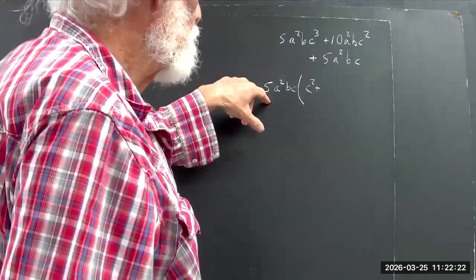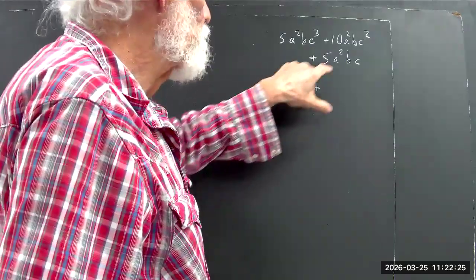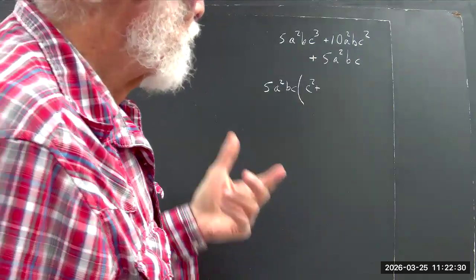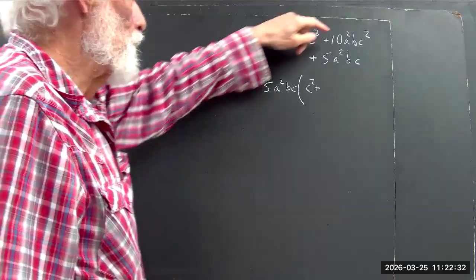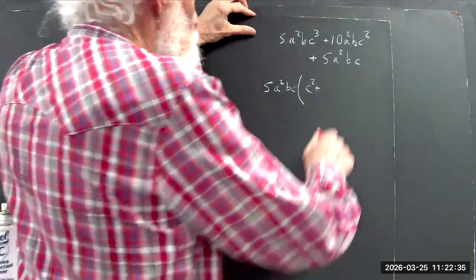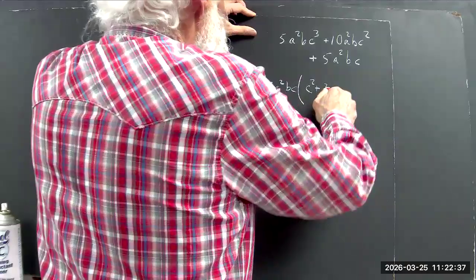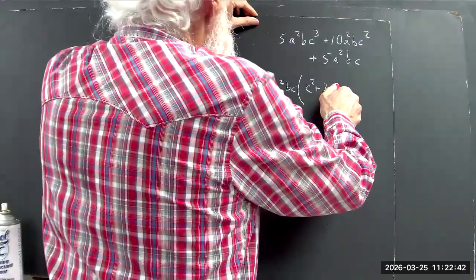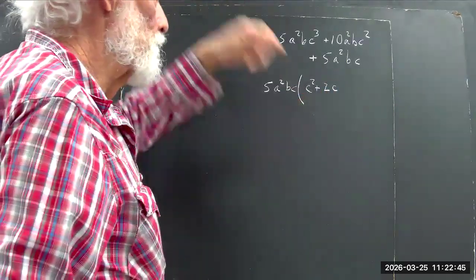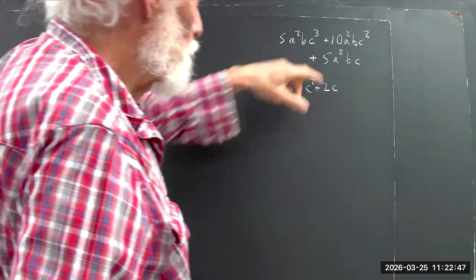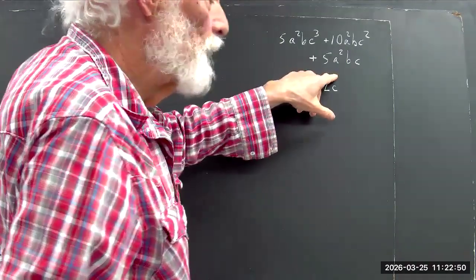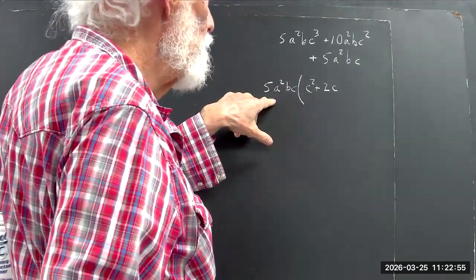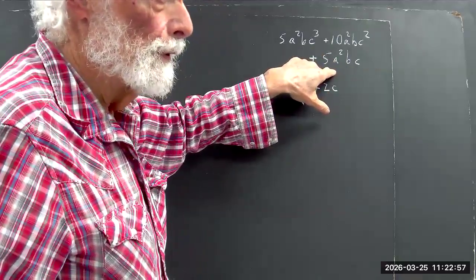Okay, now we're going to have to multiply the 5a squared bc by something to get the 10a squared bc squared. And what would that be? Well, to get the 10, we have to multiply 5 by 2. And to get a c squared, we're going to have to multiply this c by c. So we got c squared plus 2c. And then the third term is just 5a squared bc.